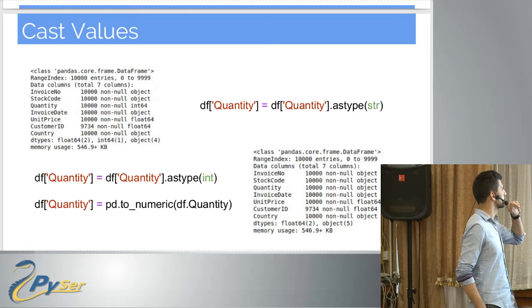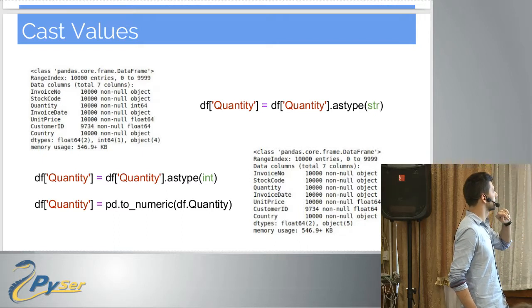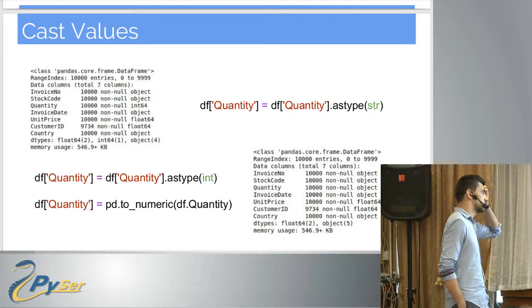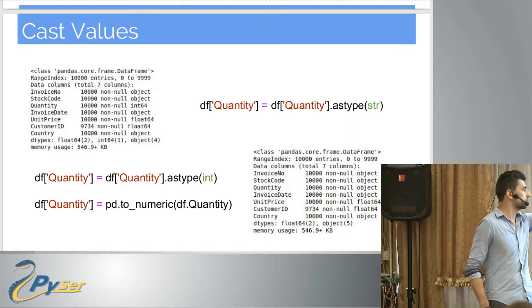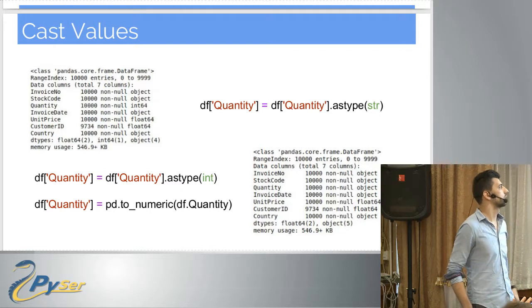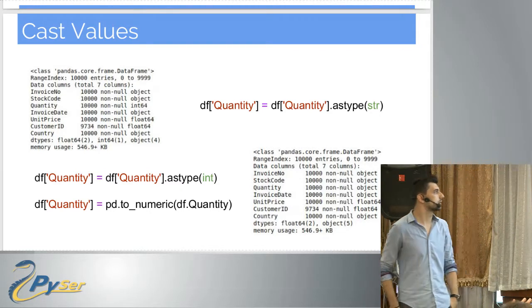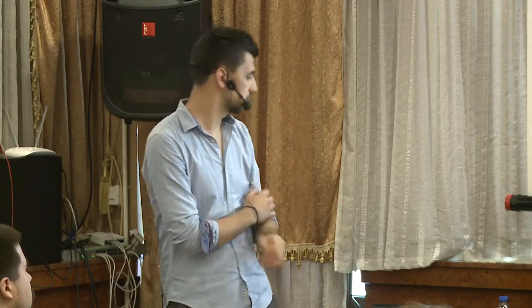For example, in this particular DataFrame, quantity is supposed to be integer, as it is, but if you want to convert it to string, you can use the code in the example. And if you want to return it to integer, just replace string with integer in brackets. Okay, with datetime we will meet a little bit later.